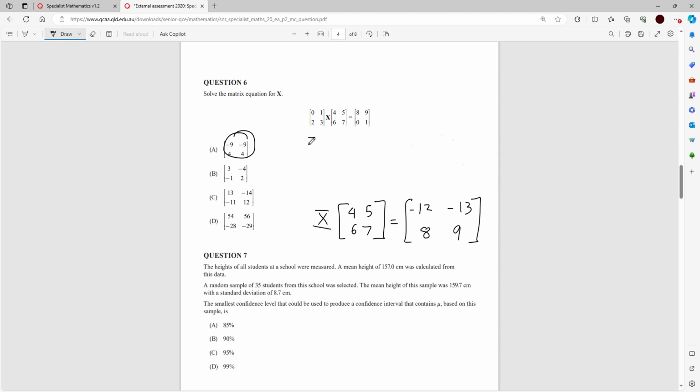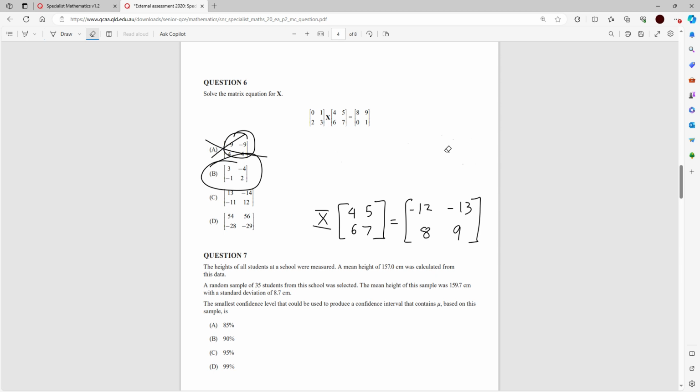So in other words, go, alright, -9, -9, 4, 4, times the matrix 4, 5, 6, 7. And if we get this matrix, that's correct. And straight off the bat, we know it's not correct, it doesn't give me that number. So straight off the bat, we know A isn't correct. Now we're going to try B.